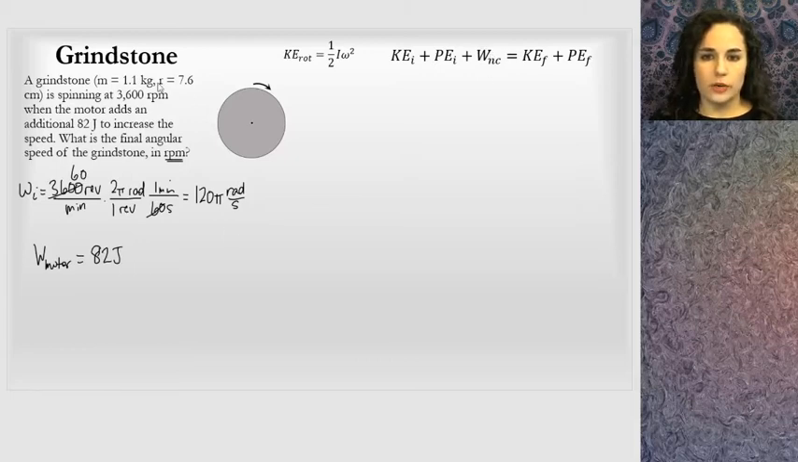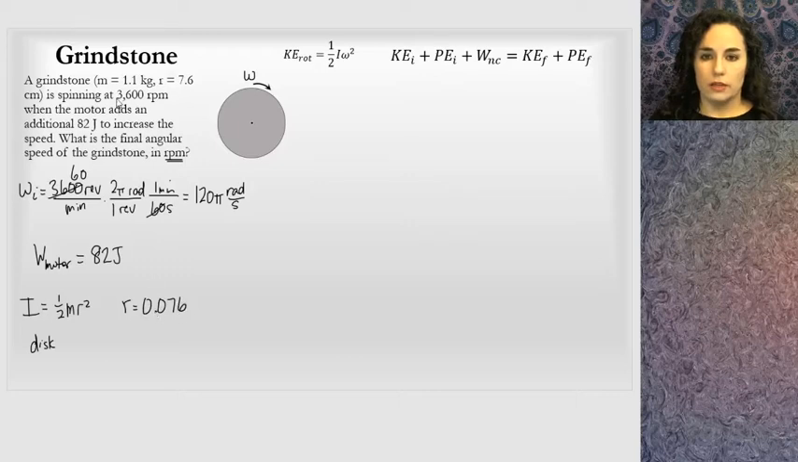The other thing I see going on is dimensions of my wheel here, the grindstone. It's spinning at some omega. And if I wanted to consider rotational kinetic energy, I have to think about the moment of inertia. So I'm going to assume the grindstone is a disk, and the moment of inertia for a disk is 1/2 mr squared. So I'm just going to write that down and plug in numbers later. The R value is given in centimeters, so I will convert that to meters.